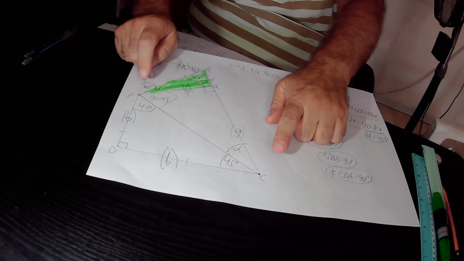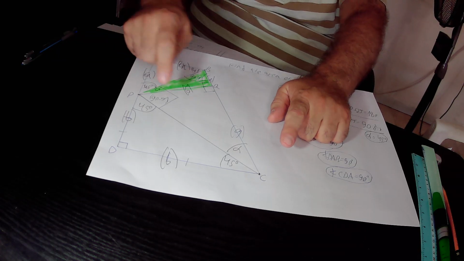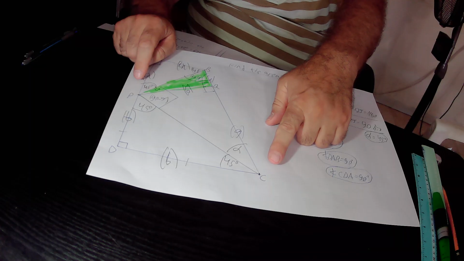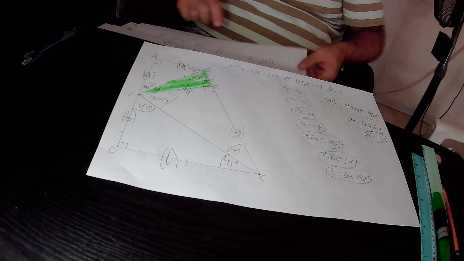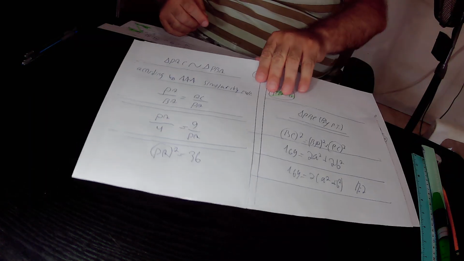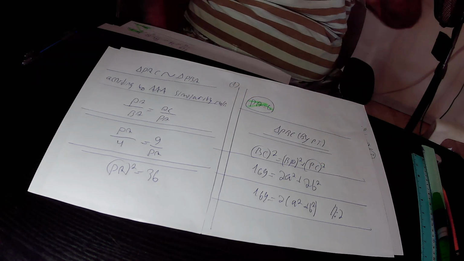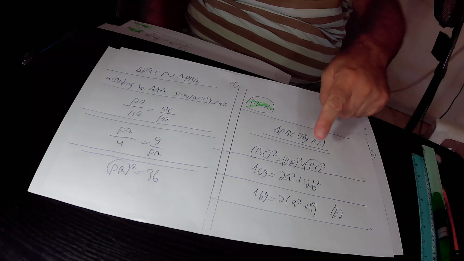PDC. According to the Pythagoras theorem on the right triangle PDC, B square plus B square equals PC square. So PC square in total equals B square plus B square, that is 2B square. So here PC square equals 2B square. So in total we found out that 169 equals 2A square plus 2B square.